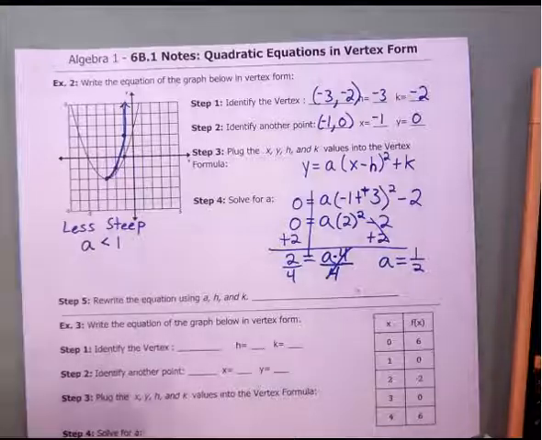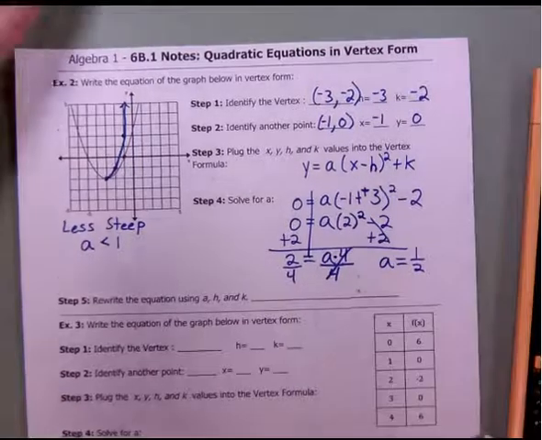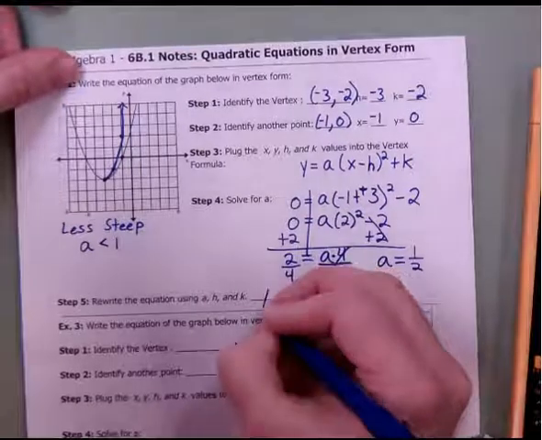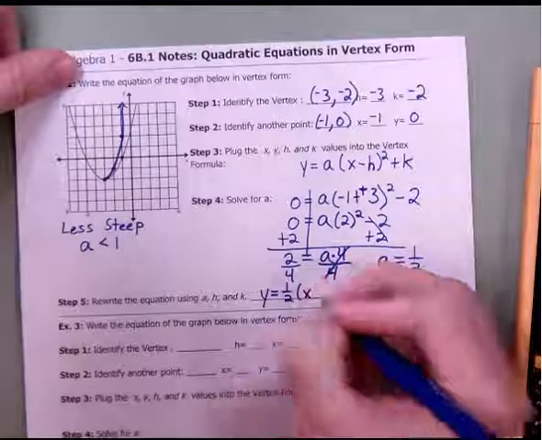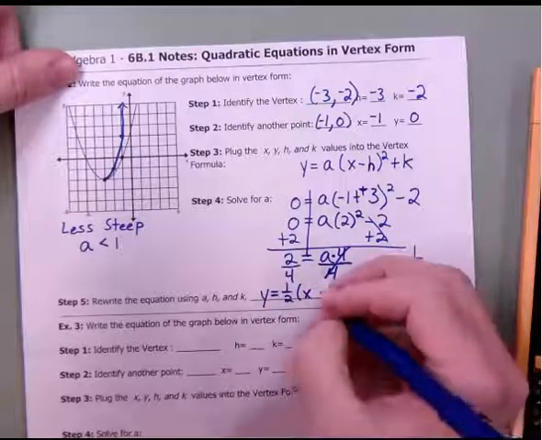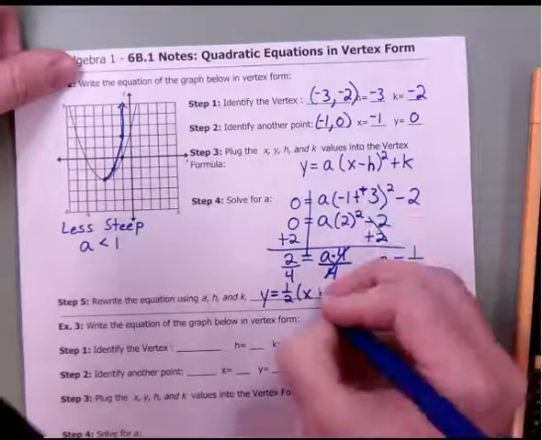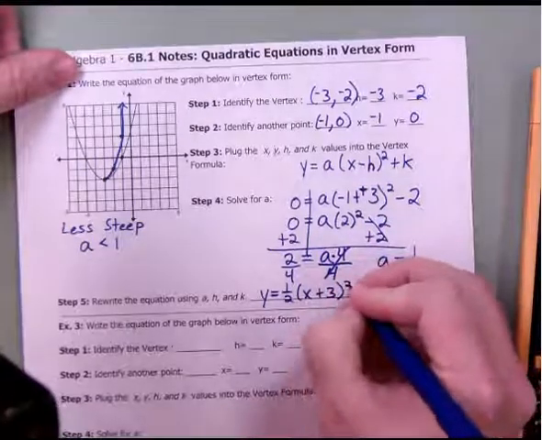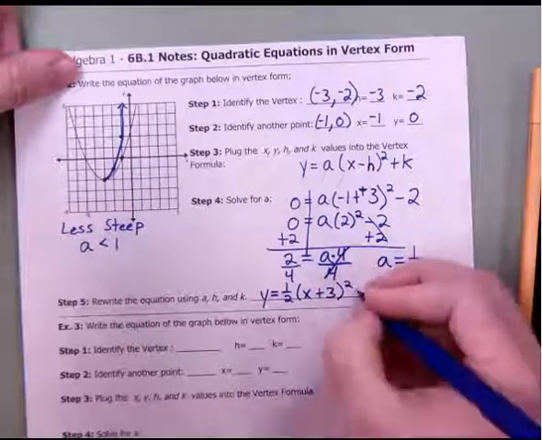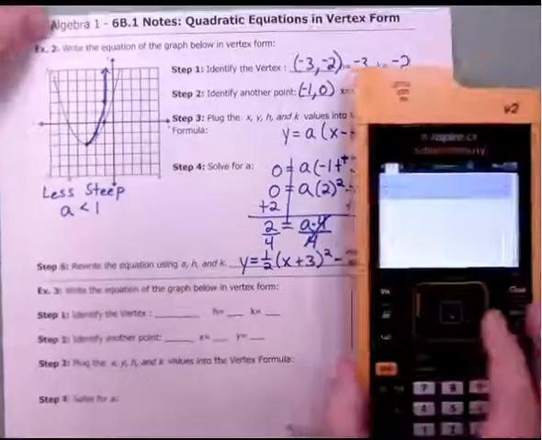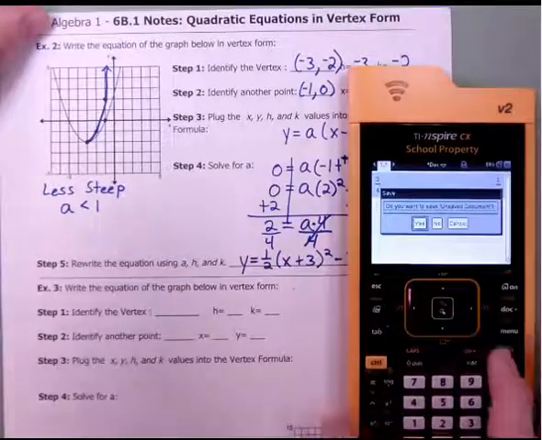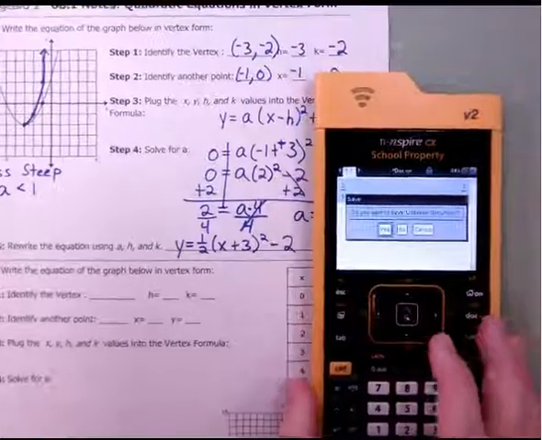And then lastly, we have to plug it all in and set it up so we can see that in vertex form. So y equals, our a value is 1/2. Our h value, what we plugged in before, was plus 3 squared. And then we put in minus 2 before. Right? That's our equation. So let's go ahead and graph it and see if it matches.